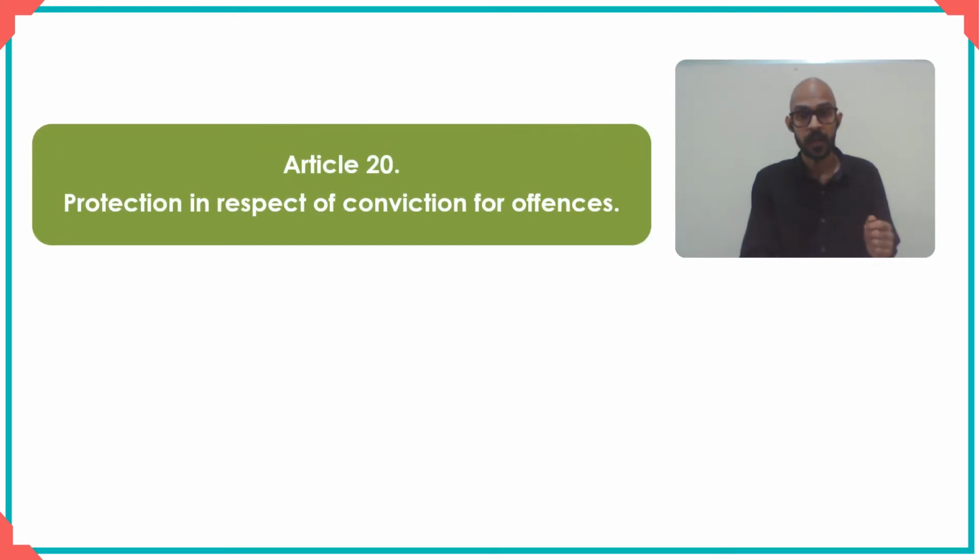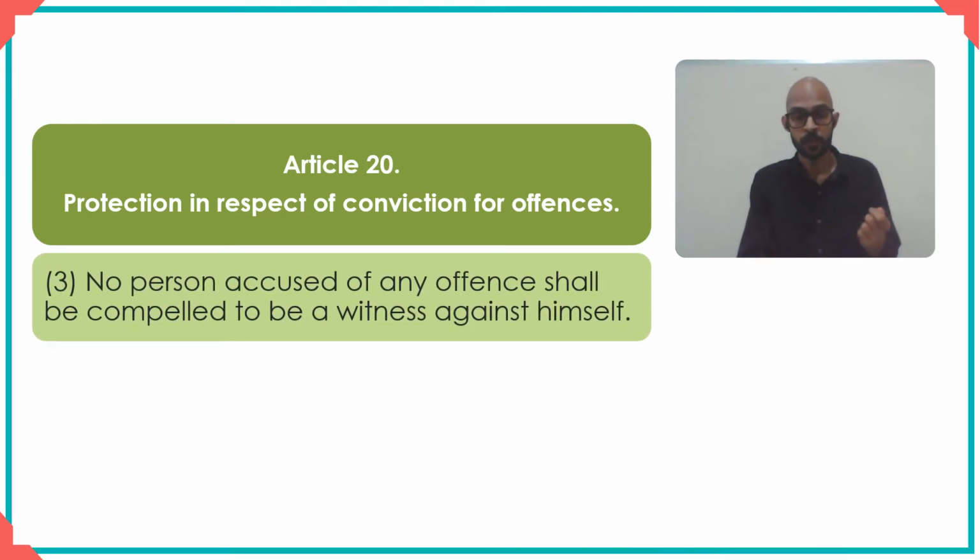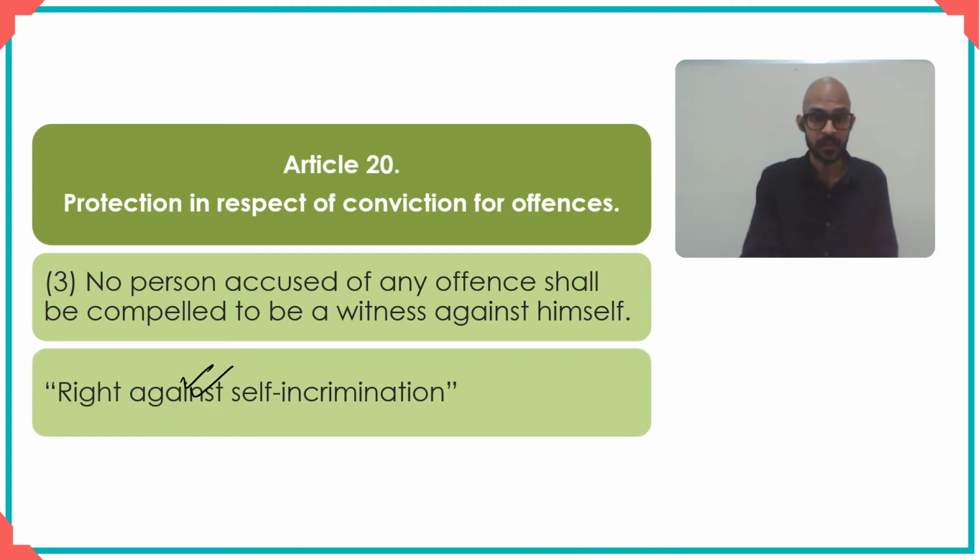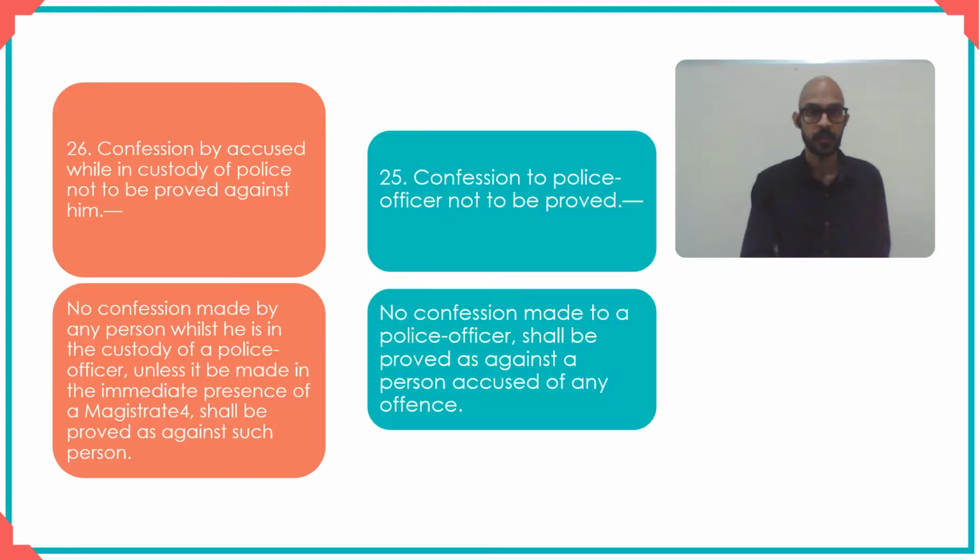We had also seen Article 20. Article 20 contains 3 subclauses, but for our present purpose, it is good for us to just know Article 20 subclause 3, which means that no person can be compelled to be a witness against himself. This is the right against self-incrimination.